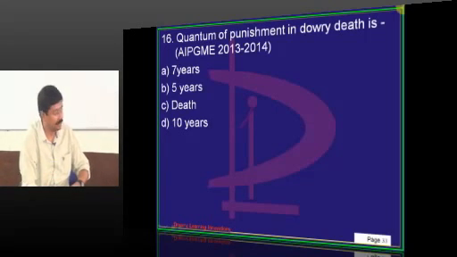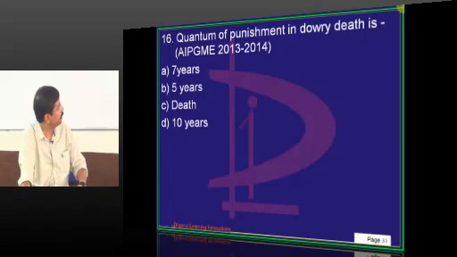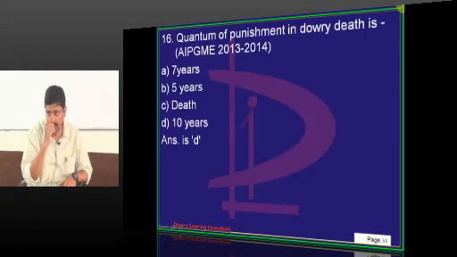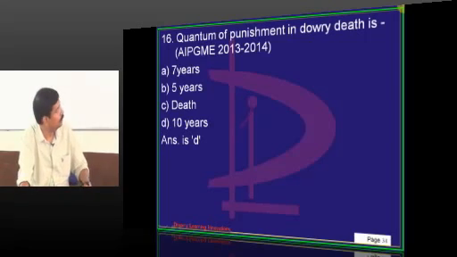7, 5, death, and 10. There is no death punishment for dowry death, okay, it is 10 years. Already we have seen it under 304B. Okay.